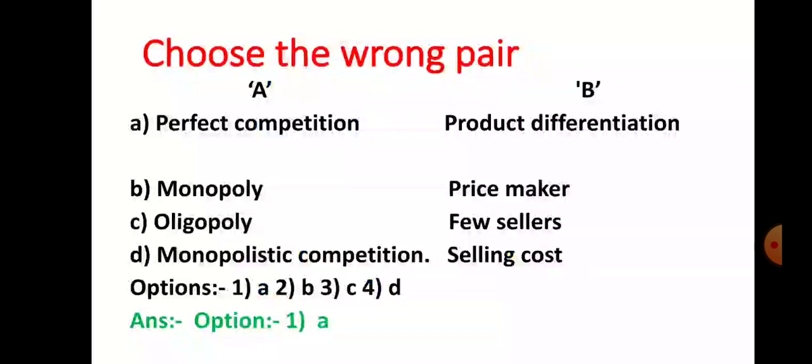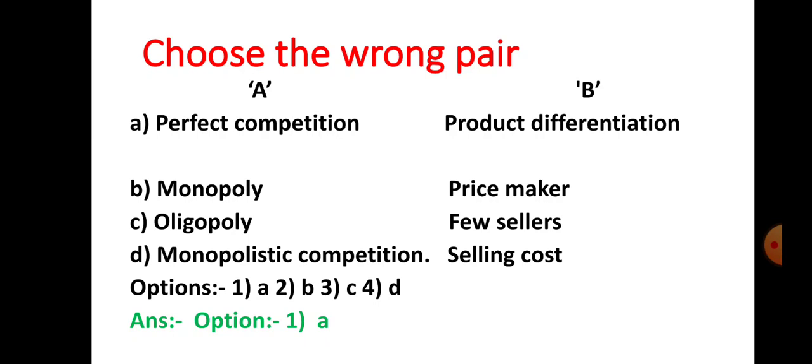Now let us see the next objective type question, that is choose the wrong pair. Here four pairs are given. You have to choose wrong pair. Three pairs are correct pairs given here and you have to identify only the wrong pair. Only one pair is here wrong. Okay, now let us see the pairs they given. A, perfect competition, product differentiation. B, monopoly, price maker. C, oligopoly, few sellers. D, monopolistic competition, selling cost.